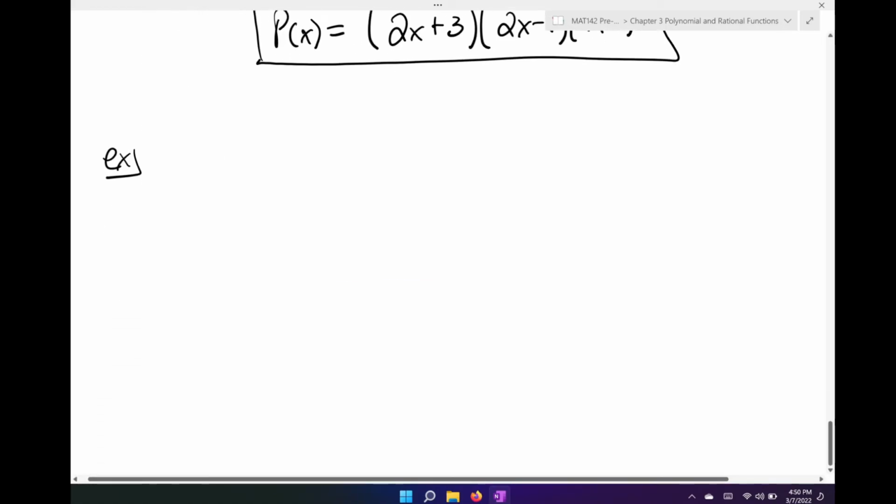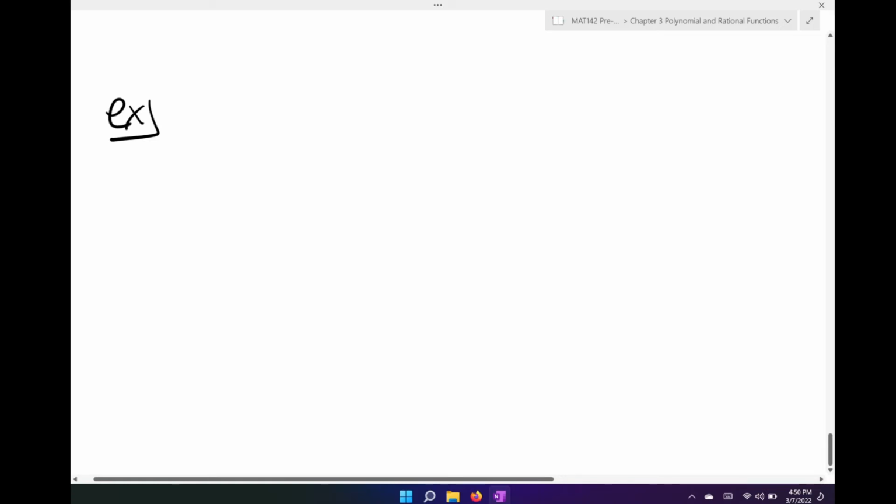All right, so here's our last example. And this one is going to be by far the ugliest answer we're going to get. So P of x, let me write directions real quick. Factor.